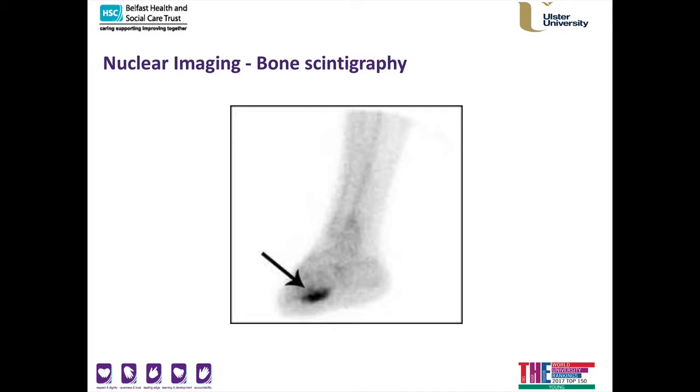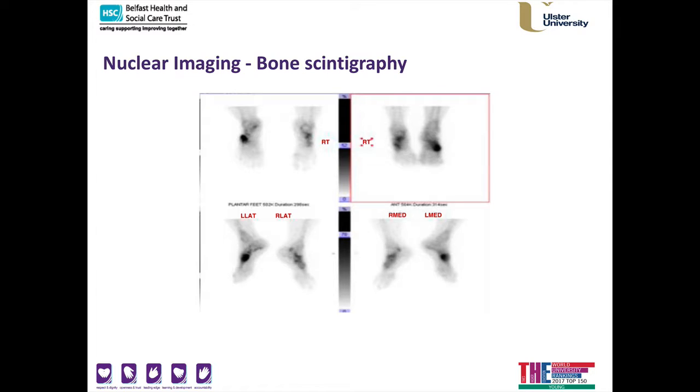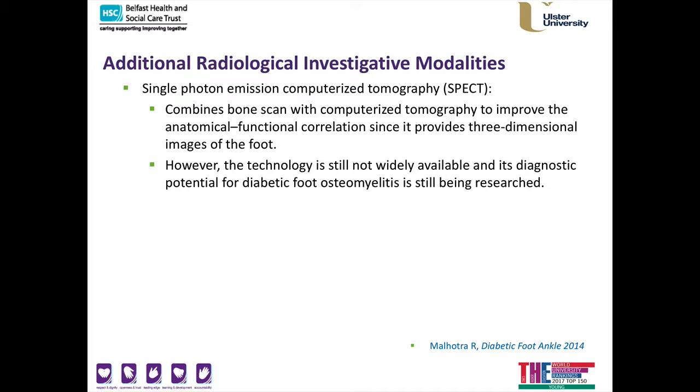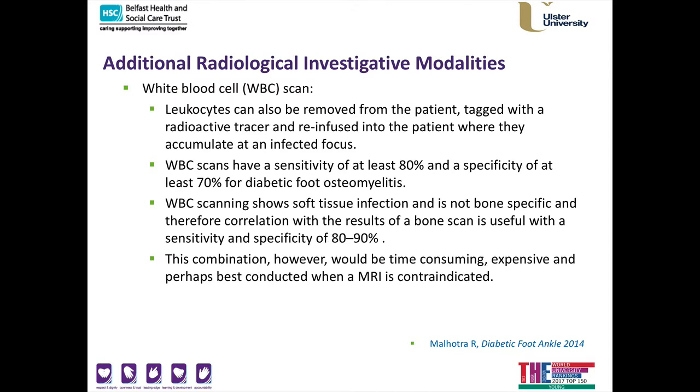Here we can see an area that's highlighted in the foot, so clinical correlation is vital because you don't really know where this is unless you've got the patient right in front of you. Here we can see some more nuclear imaging with additional hotspots around the proximal foot in this patient. So when we look at other radiological investigative modalities, well, you've got SPECT scanning, which is single photon emission computerized tomography, which really combines a bone scan with a CT scan to give you more information. However, it's not really widely available, and its use in osteomyelitis is still being researched, particularly for sensitivity and specificity.